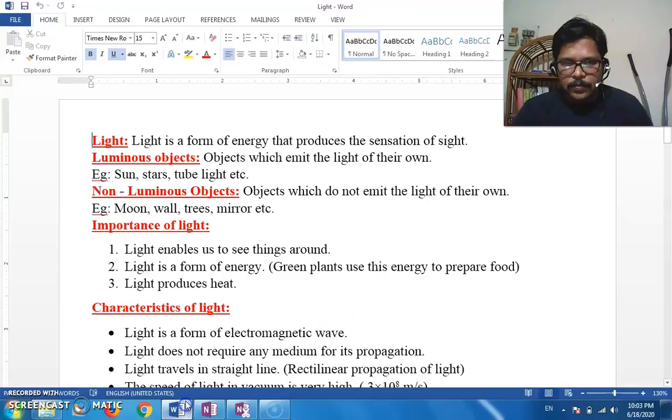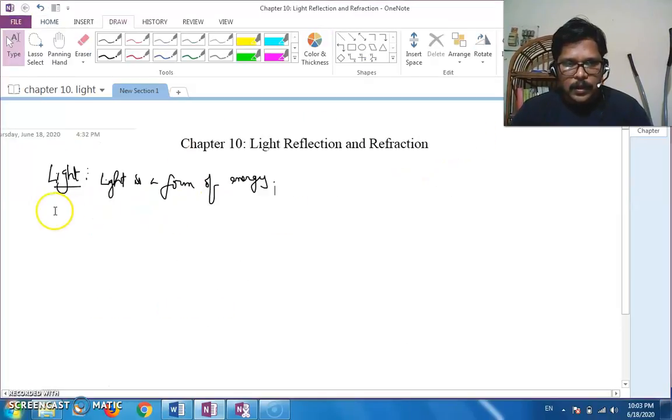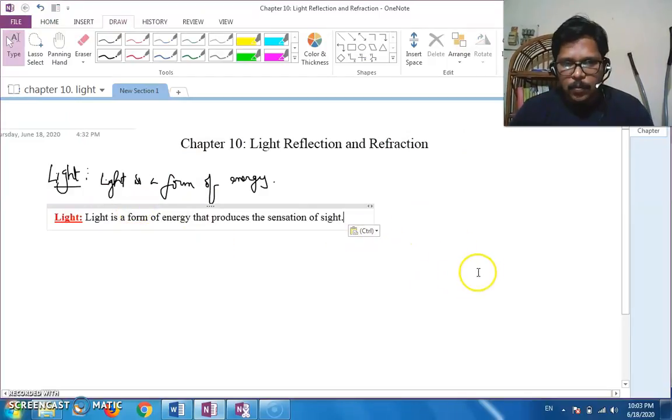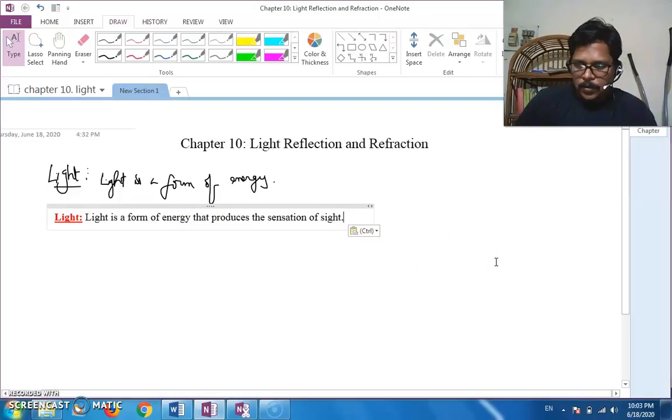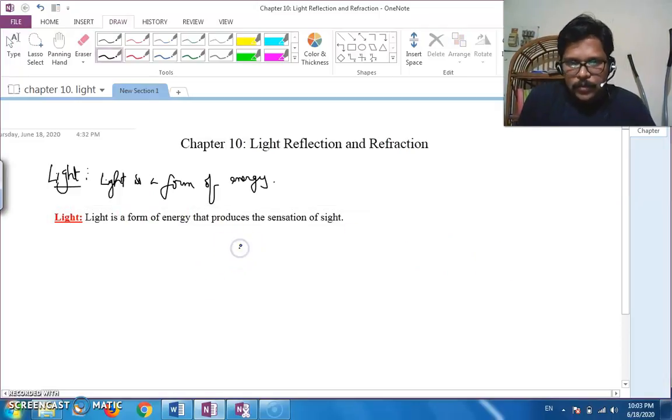So let me put the definition of light in front of you. So this is the definition of light. Light is a form of energy that produces the sensation of sight. This is very important. Because of light energy, we are able to see the objects. In a dark room, though we have eyes, our sense organs of sight, if the room is very dark, we cannot see the objects. We can see only when the light is switched on. So light makes things visible.